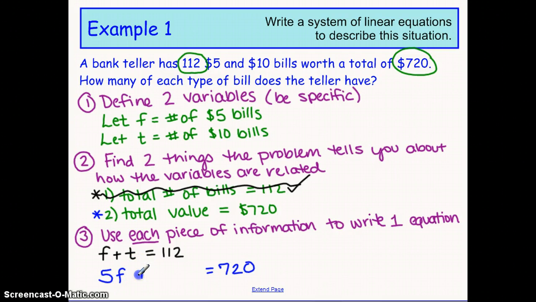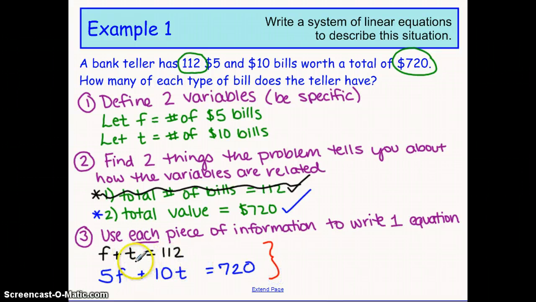And then to get the total value, you'd add that to the value of the 10s. So every $10 bill is worth $10, and there are T of them, so that's the number of bills. So 10 times T would give you how much they're worth. When you add 5F plus 10T, that gives you the total value of the money that you have, so 720. And now at this point, we first of all used this piece of information to write an equation, completely disregarding the first piece. And now we have two equations.